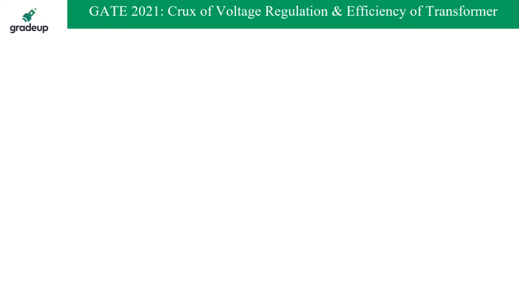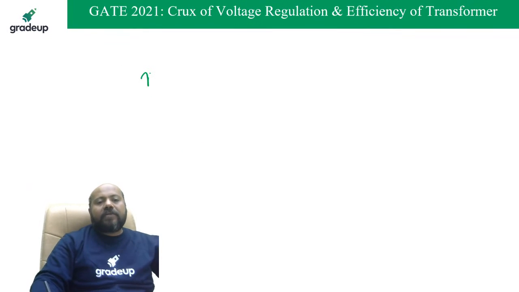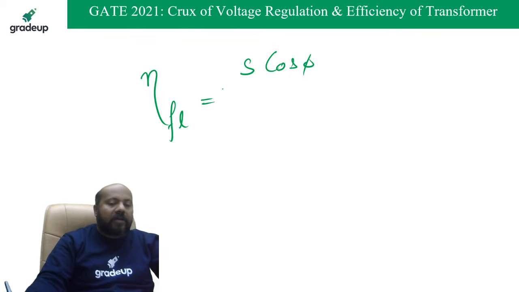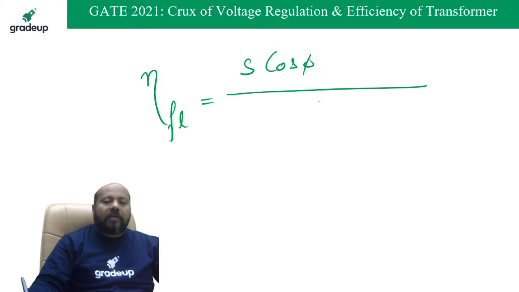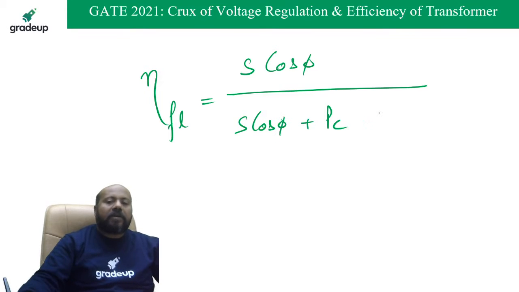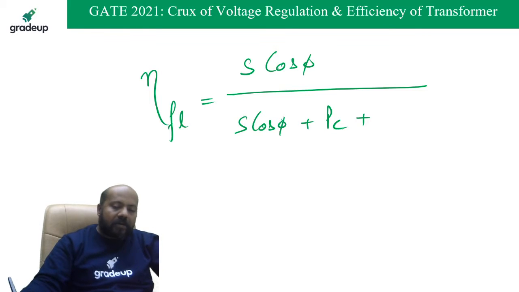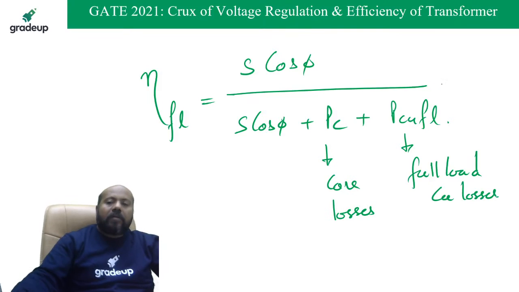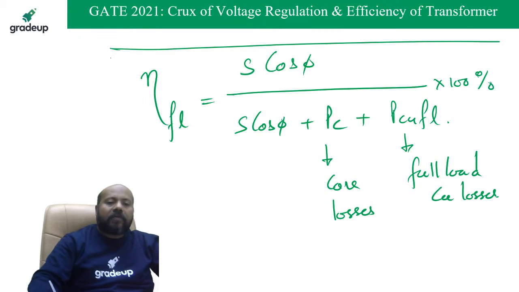Now, in general, if I have to write the transformer efficiency for full load condition, how am I going to write it? S is going to be the output power multiplied by cos phi, because we are interested in the real power. We always define efficiency with respect to real power, because you can only put the real power to the useful work, not the reactive power. So this is going to be S cos phi divided by S cos phi plus PC. What is PC? Core losses, hysteresis and eddy current losses, plus PCUFL. What is PCUFL? This is full load copper losses. Multiply by 100 and you will get the efficiency at full load.